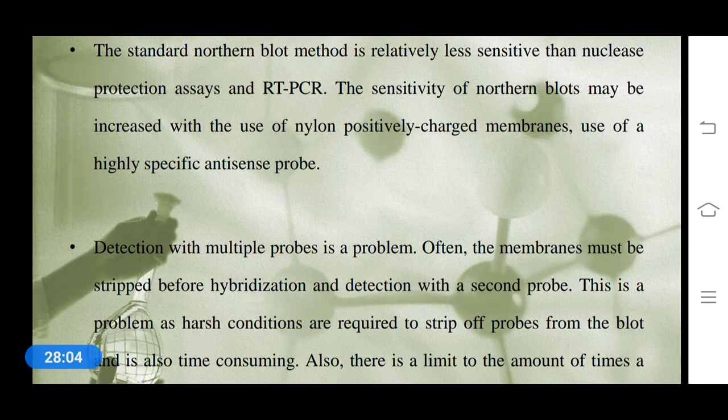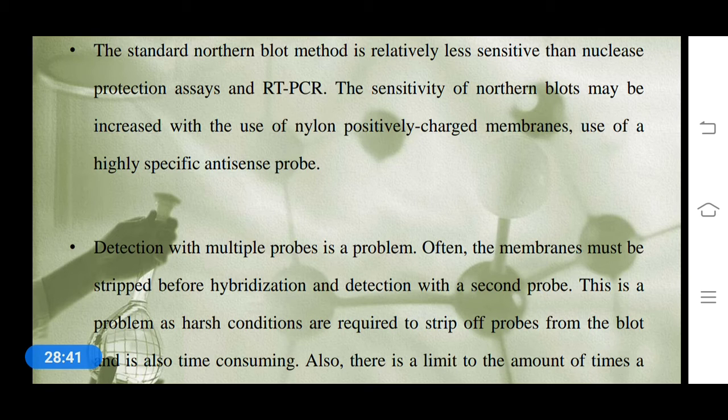The standard Northern blot method is relatively less sensitive than nuclease protection assays. That means standard Northern blotting is much less sensitive than the nuclease protection assay and RT-PCR, reverse transcriptase PCR.